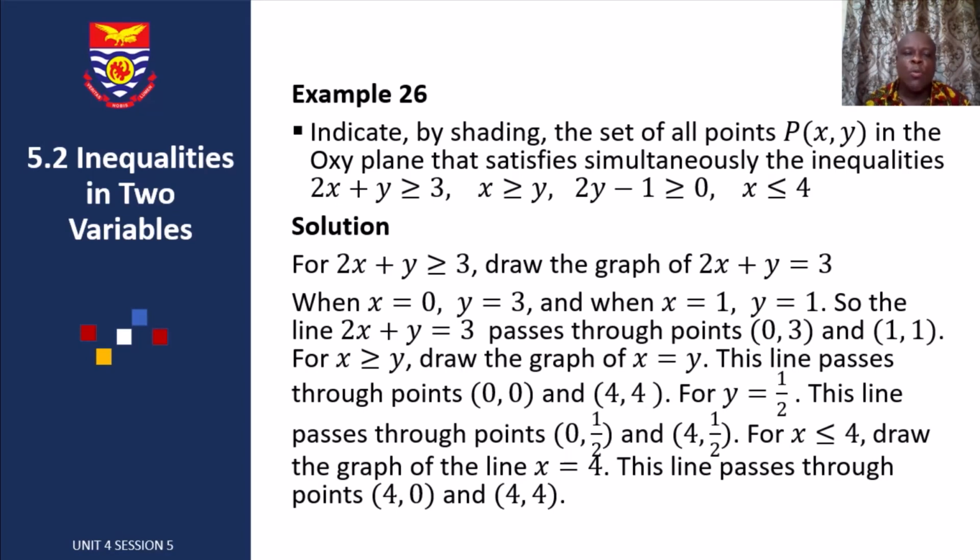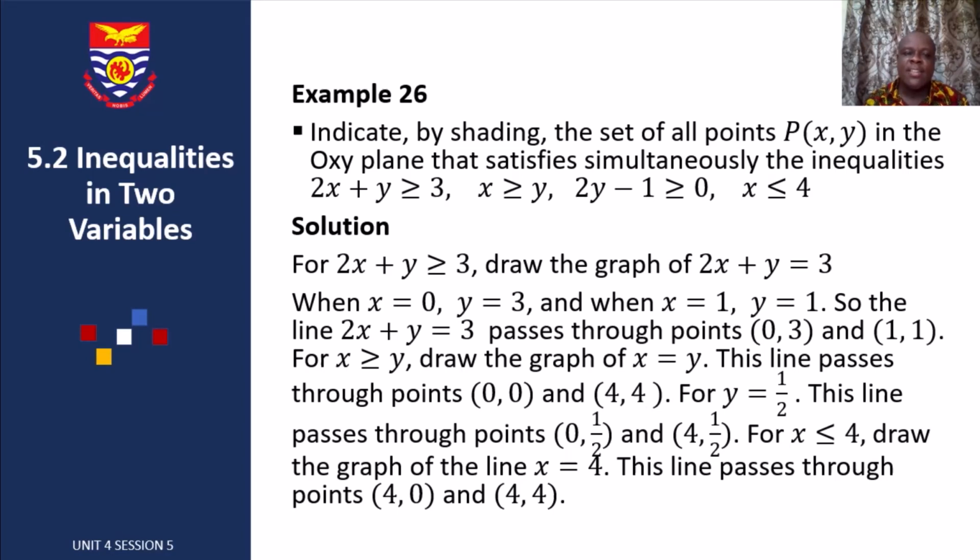Solution. So we will first of all draw the graph for each of them. As we have already learned, the first one, we will change the inequality to an equal to sign. Then we say when x is equal to 0, we put it into the equation and simplify. We get y to be 3. So the first point is (0, 3). Then we pick another value for x, that if x is equal to 1, what will be y? We put x is equal to 1 into it. We simplify and we get y to be 1. So the other point will be (1, 1).